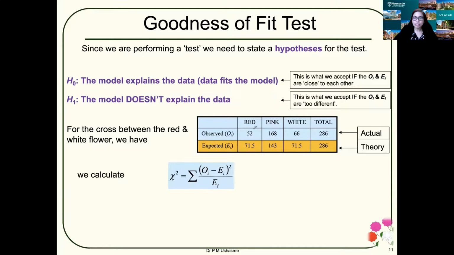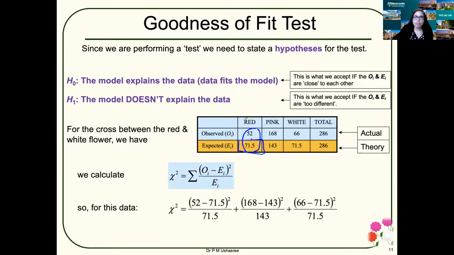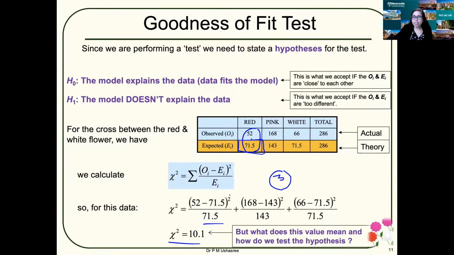For each category, we have to find the difference, square it, and divide by the expected frequency, and then add it up. So for the first category, 52 minus 71.5, whole squared, divided by the expected frequency, 71.5. Similarly for the other two. So we have done that for 3 categories: red, pink, white. Then use your calculator and sum it up. That is your chi-square statistic. But what does this value mean and how do we test the hypothesis? That's what we're going to see now.